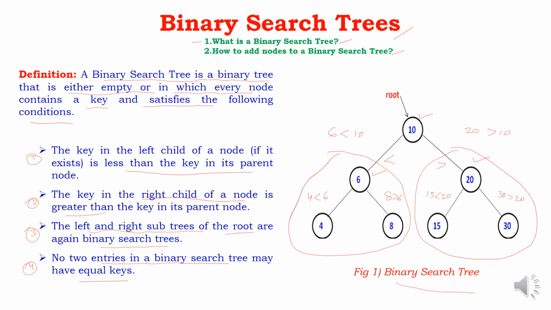And no two entries in a binary search tree may have equal keys. None of the values are equal to any other value, so there are no duplicate values. So the conditions are: the left value should be less than the root value, the right value should be greater than the root value, left and right are again binary search trees, and there should not be any duplicate values.